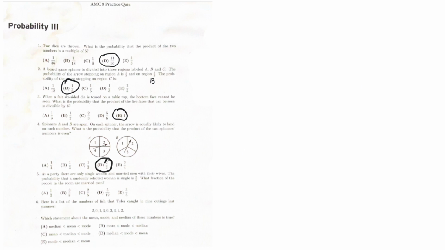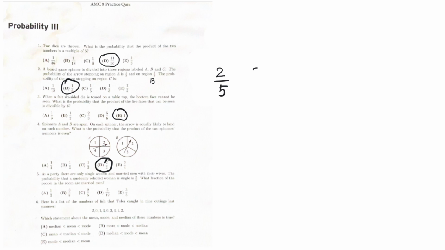Number 5. This is the 2004 AMC 8 problem 22. At a party, there are only single women and married men with their wives. The probability that a randomly selected woman is single is 2 over 5. What fraction of the people in the room are married men? So we randomly select a woman. The probability of single is 2 over 5.